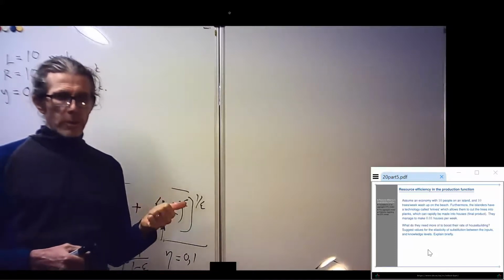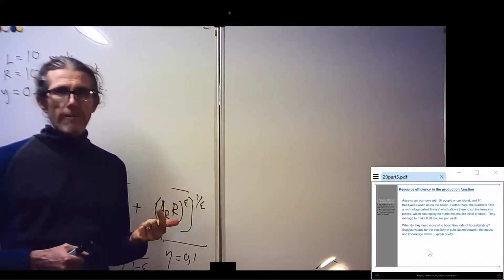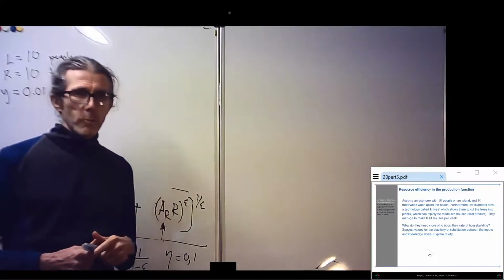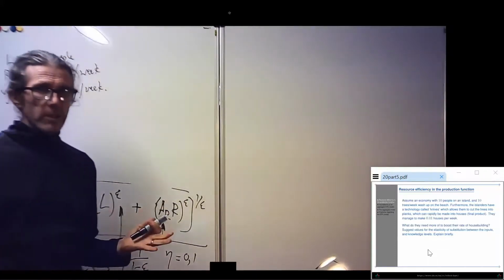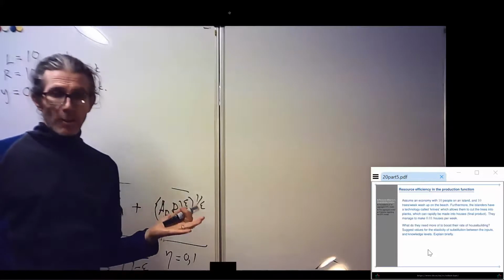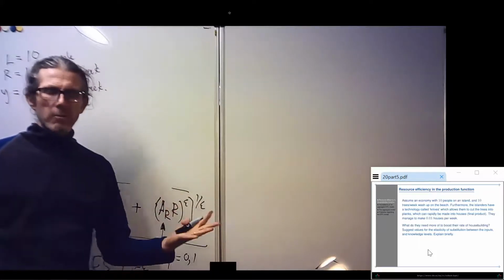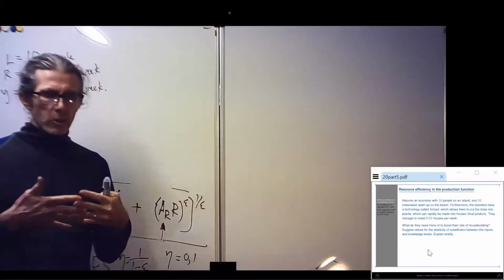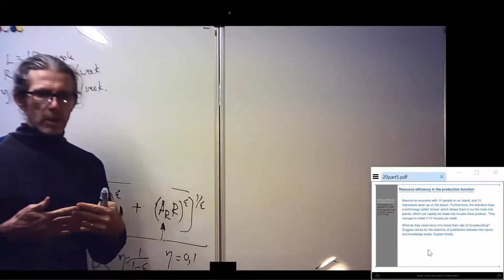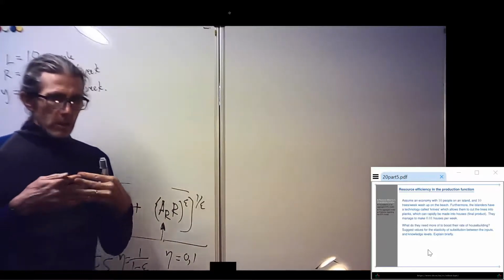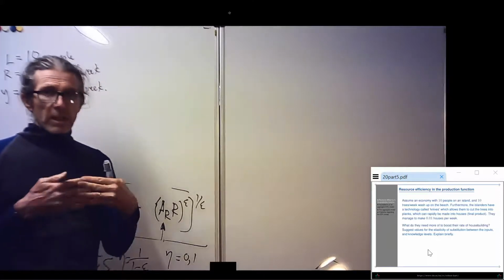1 tree per person per week with a knife. Okay. Seems pretty clear to me that the trees are in excess supply effectively. There's loads of trees. What's in short supply is labor. Okay. So labor productivity is limiting here.